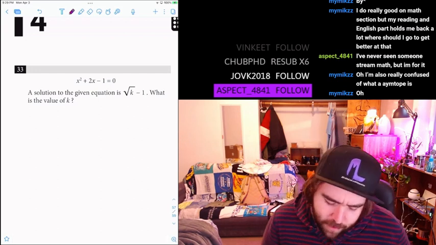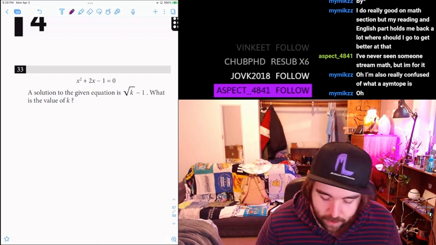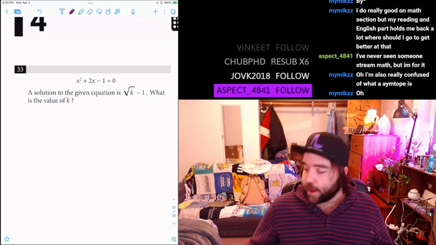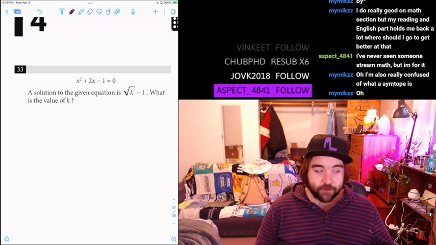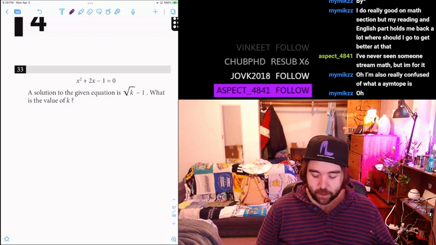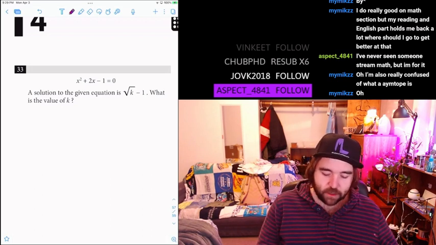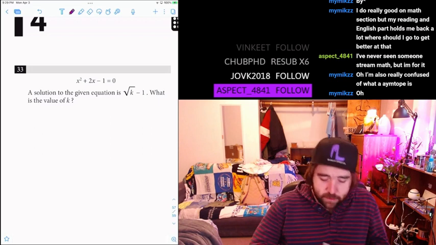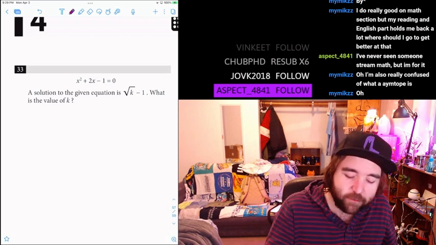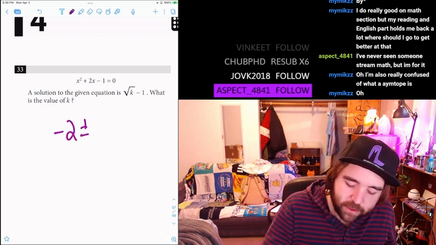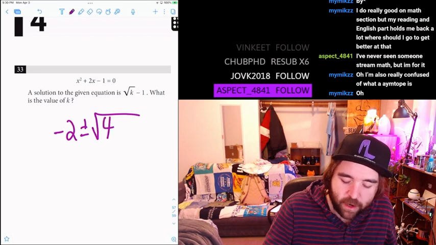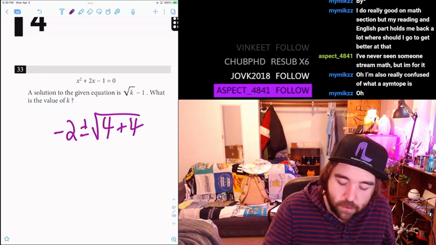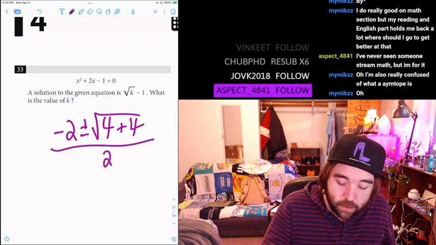We'll see. A solution to the given equation is that. What is the value of k? So this looks a little weird, but how do you get a square root from a quadratic? Well, it's definitely the quadratic formula, right? So let's do the quadratic formula for this equation. You can kind of see you can't factor anyway. So let's do the quadratic formula. So we got negative b, negative 2, plus or minus the square root of b squared minus 4ac, but the c is negative 1, so plus 4 over 2.